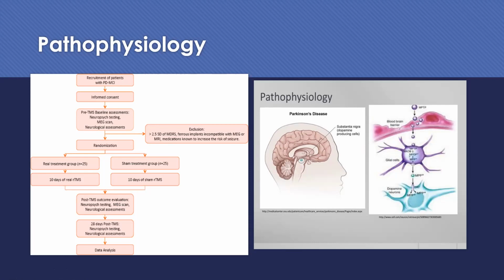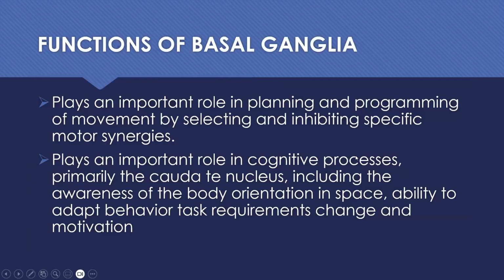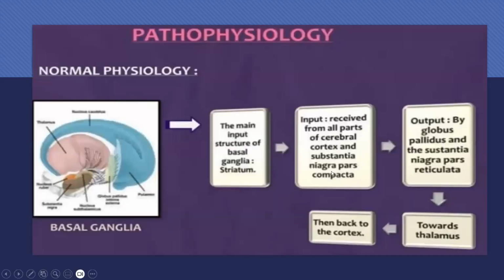We will analyze the stages of Parkinson's disease in the Parkinson patient. Function of the basal ganglia. The basal ganglia play an important role in the planning and processing of movement by selecting and inhibiting specific motor synergies, and they also play an important role in cognitive processes, primarily the caudate nucleus, including awareness of the body, orientation in space, ability to adapt behavior as task requirements change, and motivation.